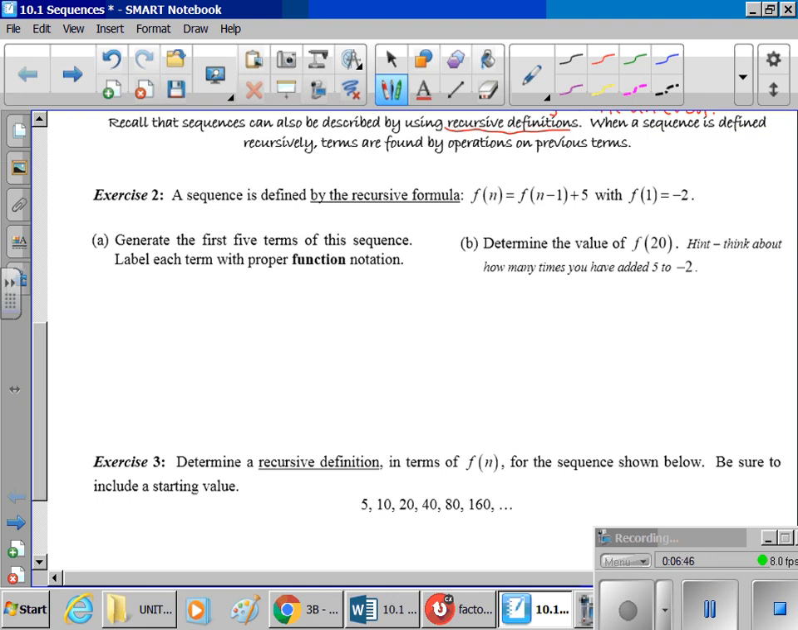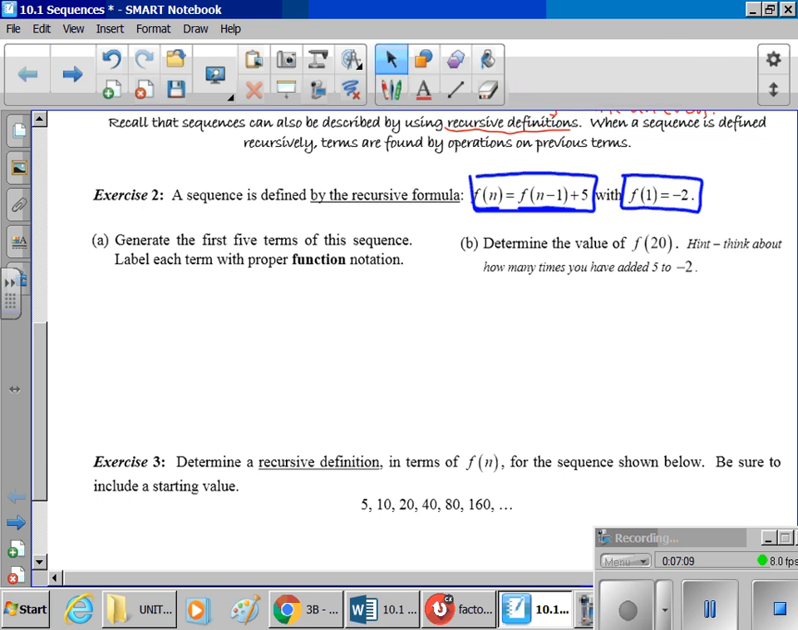All right? So in exercise 2, a sequence is defined by a recursive formula. Now, this is a little scary looking until you understand what it means. With the recursive formula, it has to give you the first term. So f of 1 is equal to negative 2. So how we read this f of n is equal to f of n minus 1 plus 5, is we read this as the term we're looking for is equal to the previous term plus 5. Because if we're looking for f of, so let's use exercise 2a as an example.